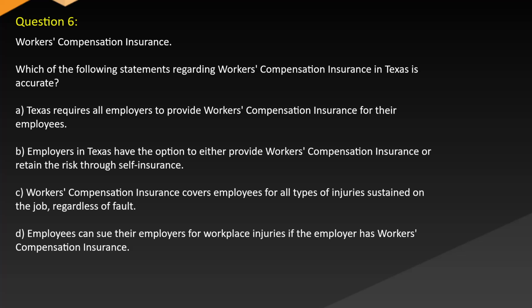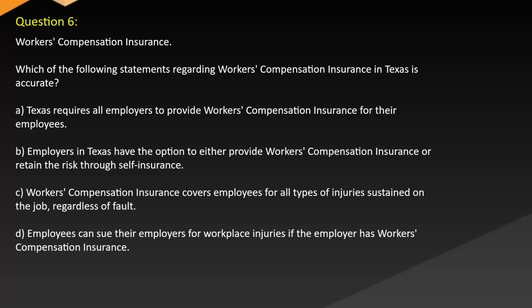Question 6. Workers' compensation insurance. Which of the following statements regarding workers' compensation insurance in Texas is accurate? A. Texas requires all employers to provide workers' compensation insurance for their employees. B. Employers in Texas have the option to either provide workers' compensation insurance or retain the risk through self-insurance.